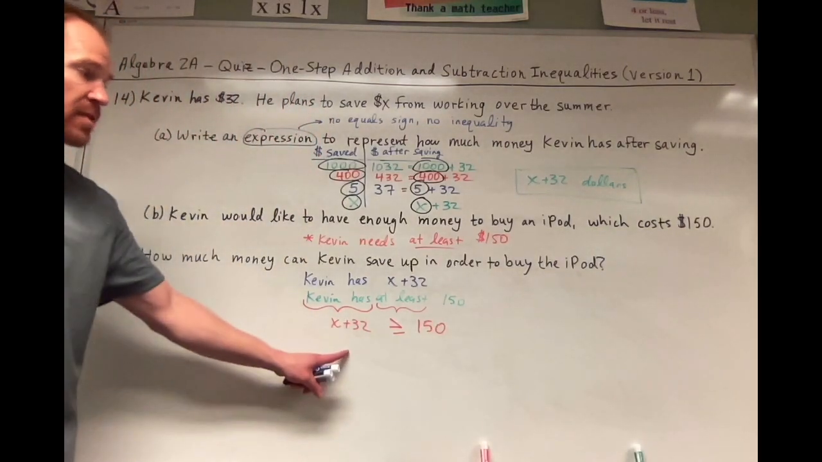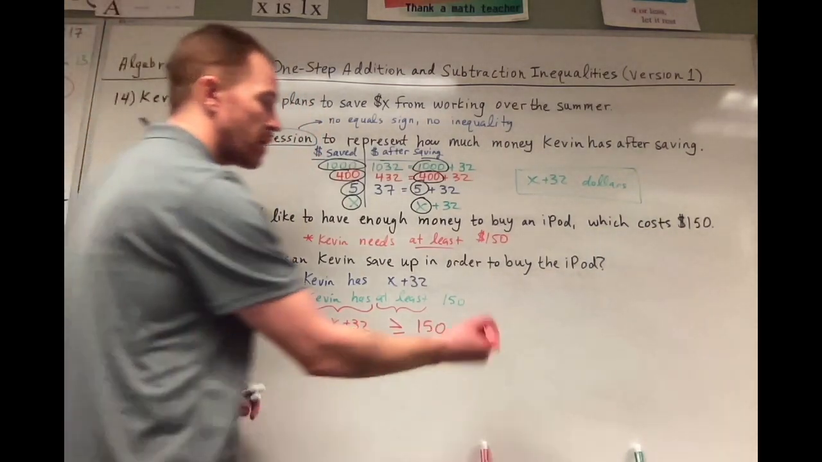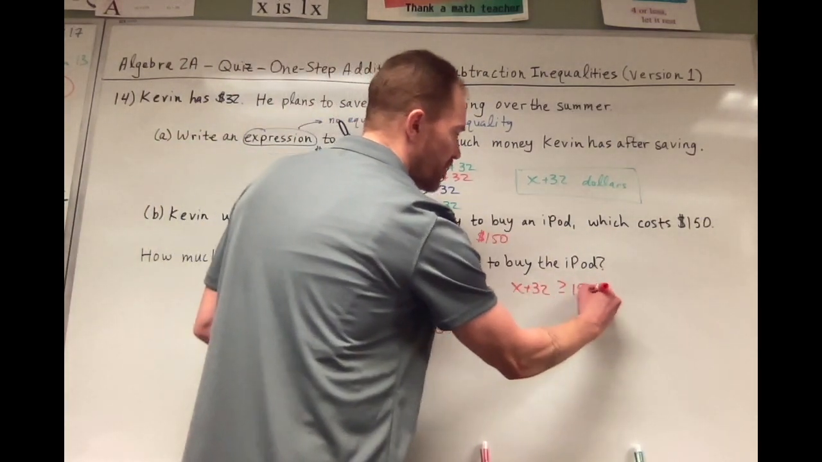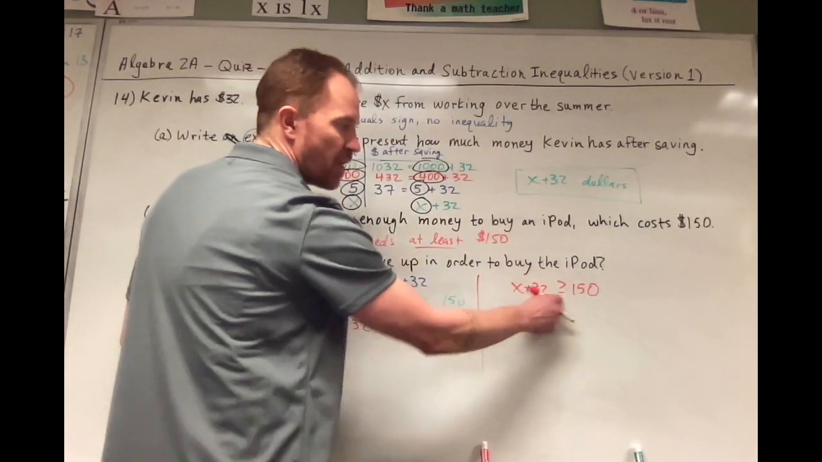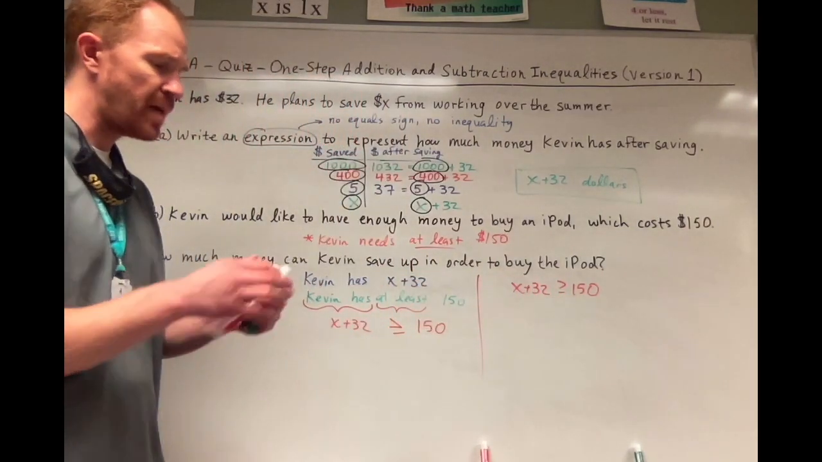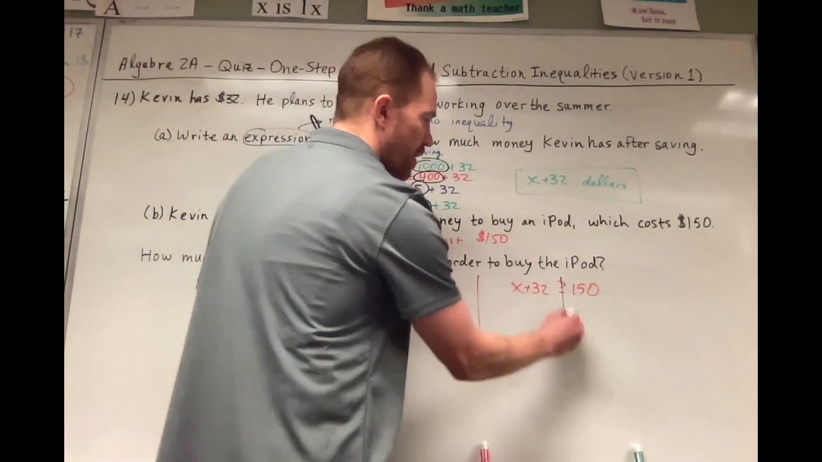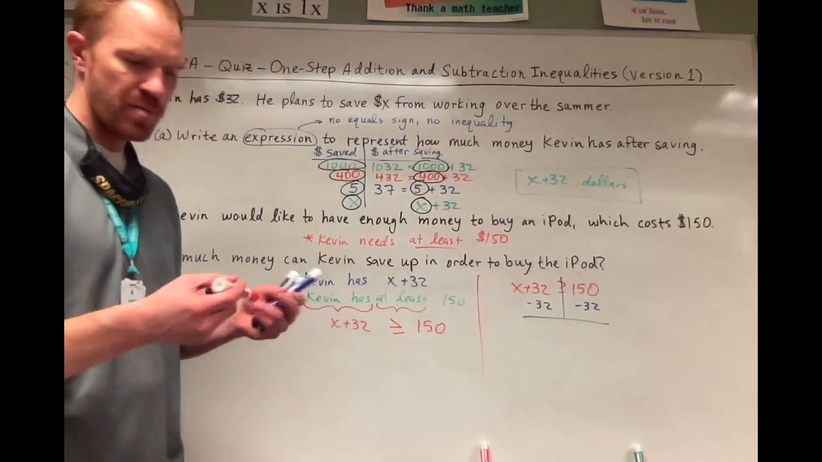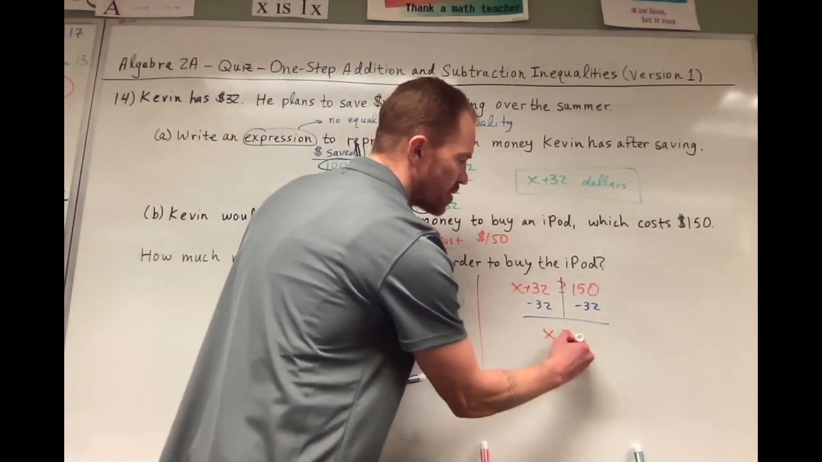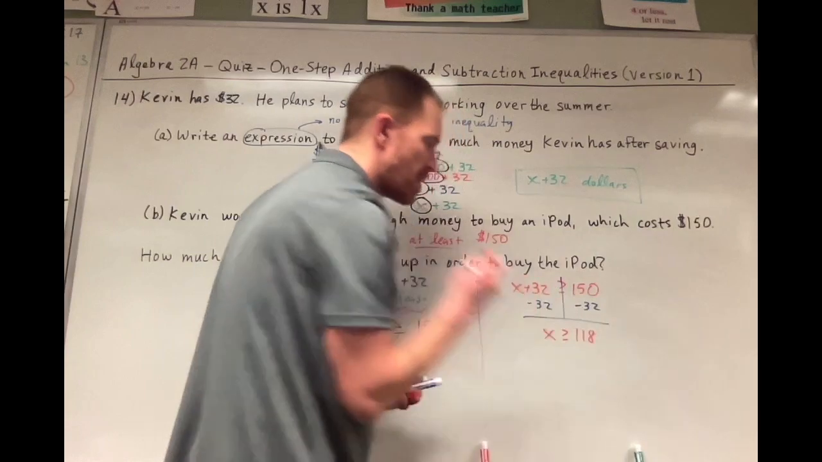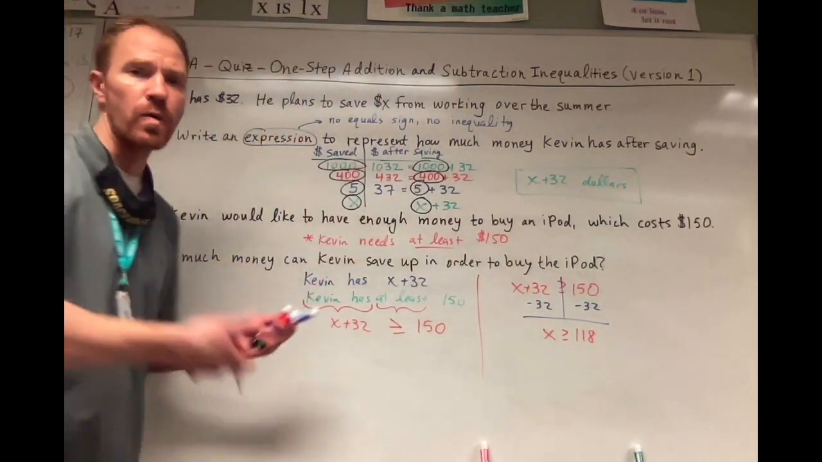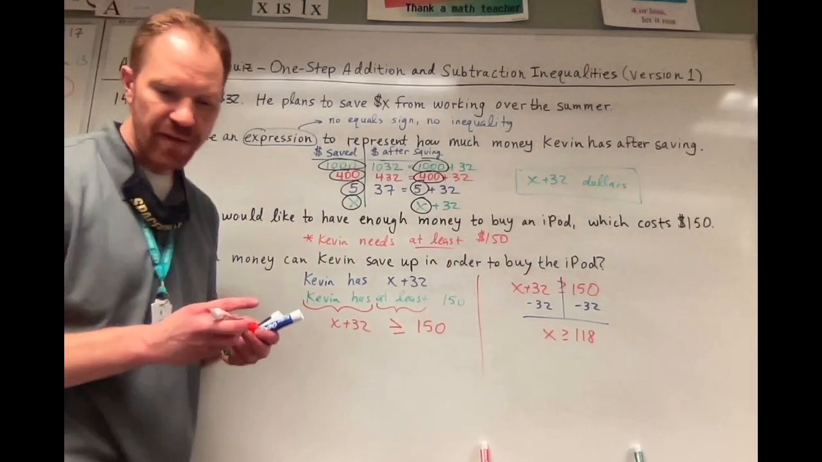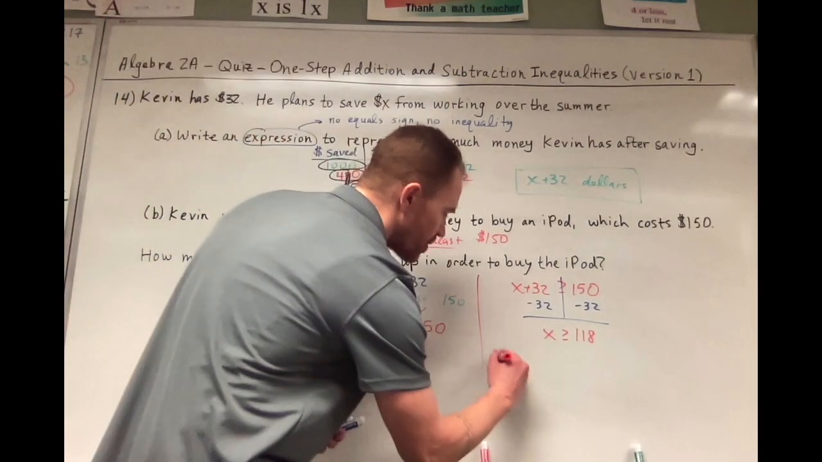And now all I have to do is solve my inequality. Okay, so I'll do that over here. X plus 32 is greater than or equal to 150. What I save is 150 or more. And then I just have to solve my inequality. I'll subtract 32 on both sides. And we'll end up with X being, if I'm doing my mental math correctly here, X is greater than or equal to 118. And again, because this was a story, I like to give my answer as a sentence. So Kevin can save $118 or more.